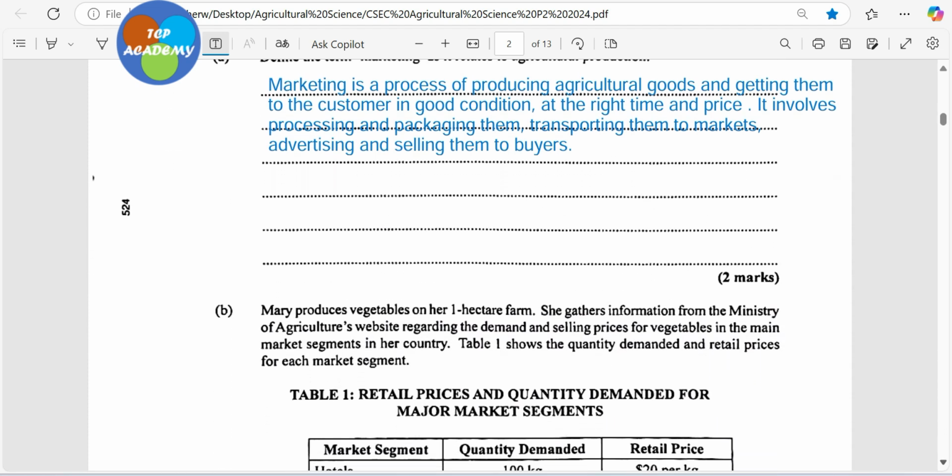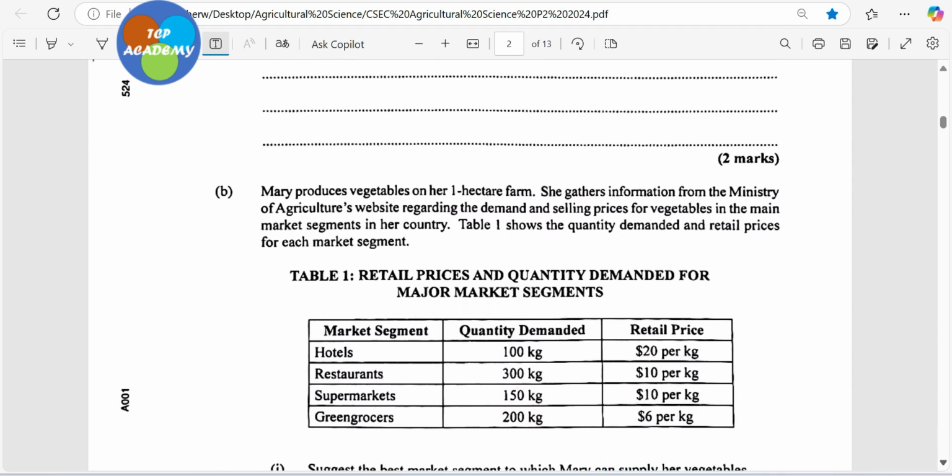Let us move on to the other question, which is rather interesting. I'm going to do some explanation here. Mary produces vegetable on 1 hectare of farm. Now, don't be taken away by the one. This is a big piece of land. She gathers information from the Ministry of Agriculture's website regarding the demand and selling price for vegetable in the main supermarket segments in her country.